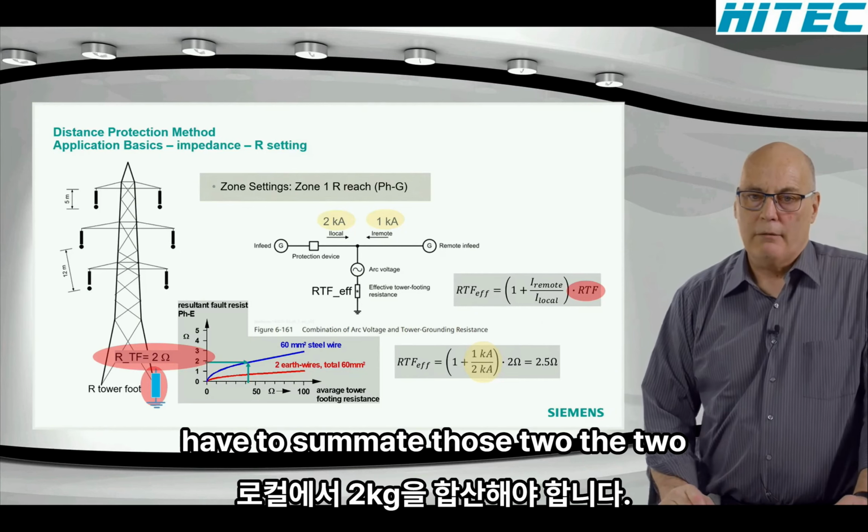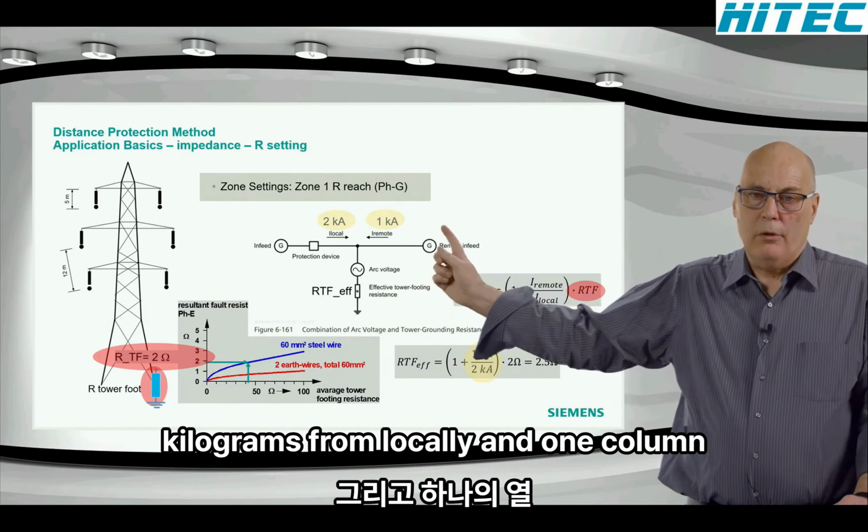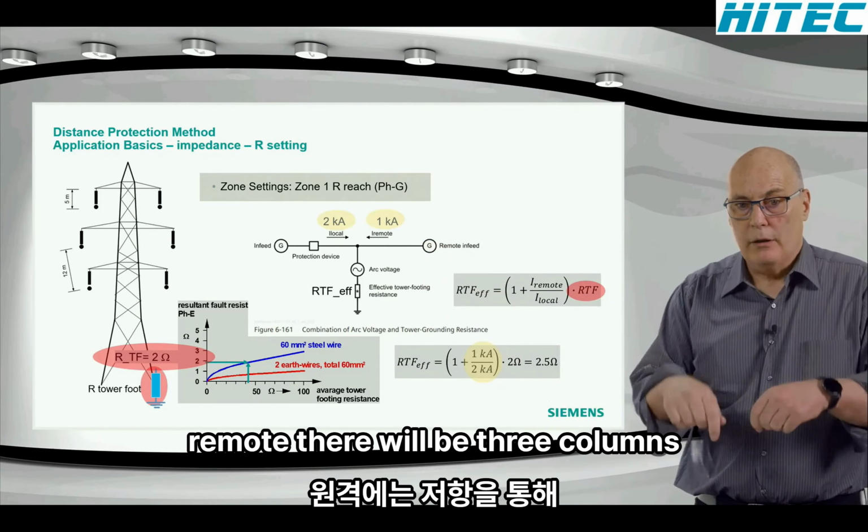So we have to sum those, the 2 kiloamps from locally and the 1 kiloamp remote. There will be 3 kiloamps flowing through the resistance, and we will only measure 2. So we have to basically apply this remote in-feed consideration. So the 2 ohms tower footing resistance that we extracted from that graph is multiplied by this factor and actually is used in the equation as 2.5. It's interesting, if the remote current were also 2 kiloamps, then we would have multiplied by 2, and then we'd have 4 already.